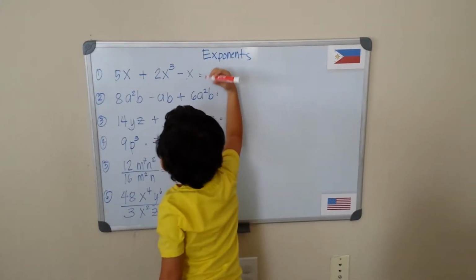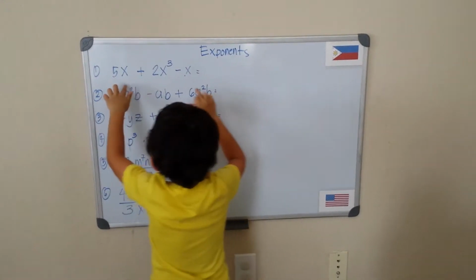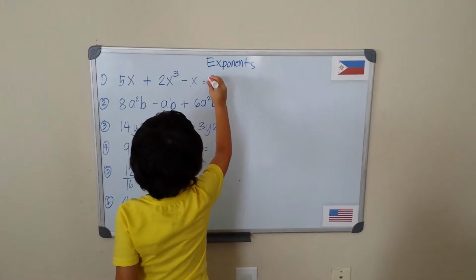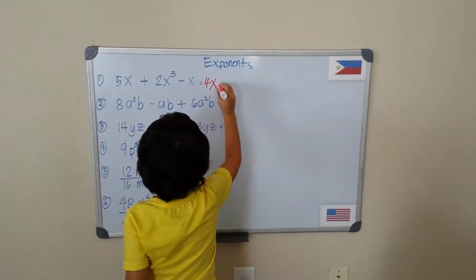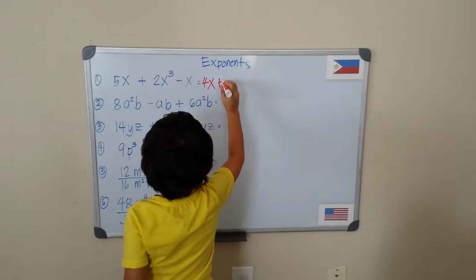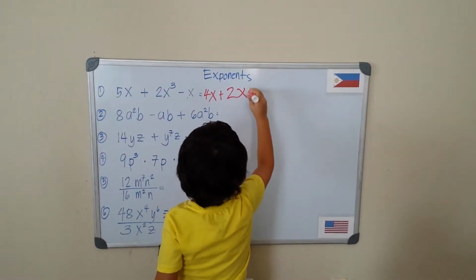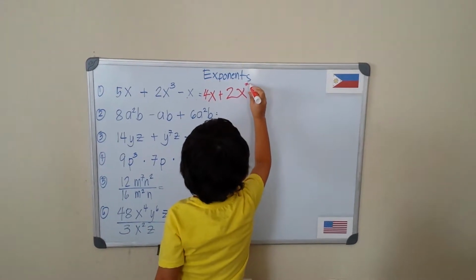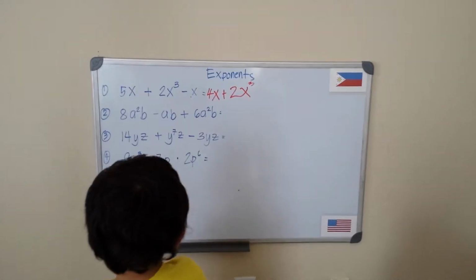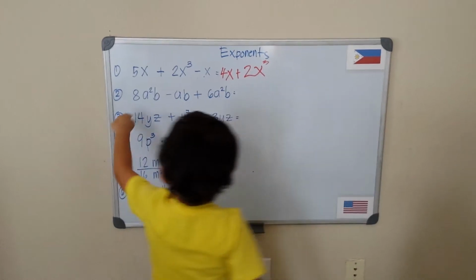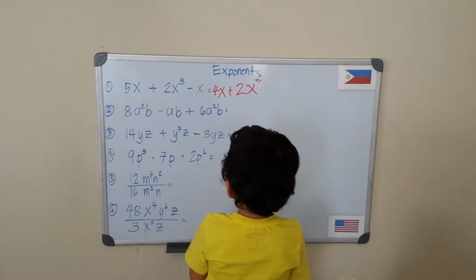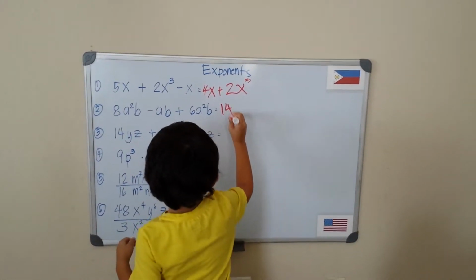Five, we can combine those, so 4x plus 2x3. We should have first power. That's my answer. So 8 plus 6 is 14.